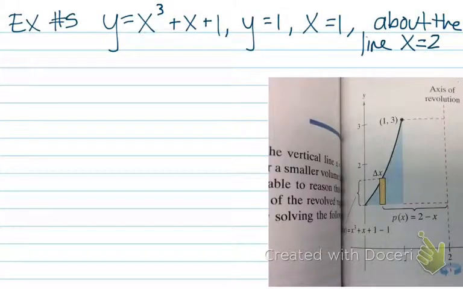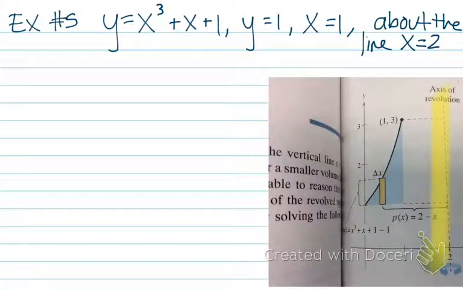All right, so here is the last example, which is example number 5. We're trying to rotate y equals x cubed plus x plus 1, which you can see in this picture, with the bounds of y equals 1 and x equals 1 about the line x equals 2. So we're rotating it about this line here. We're not rotating it about one of the axes anymore. We're actually rotating it about this line.